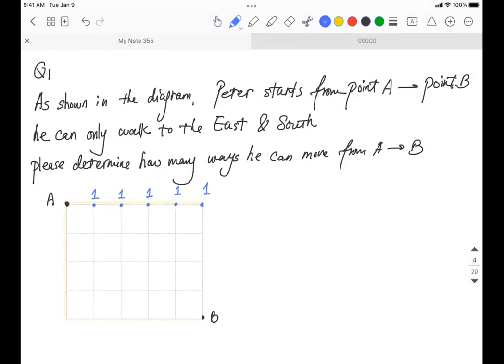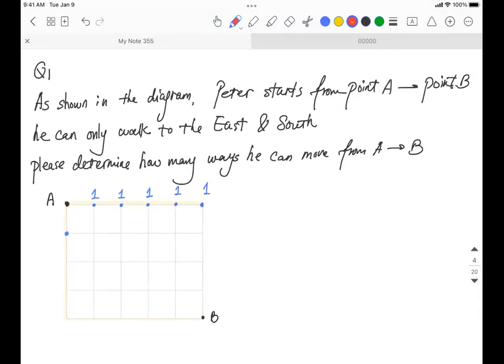So that being said, if Peter moves to the south, there's only one way, because he can only move to the right and move to the south. There's no way for him to take a turn. That's it. Okay. Similarly, how many ways can Peter go to this point?